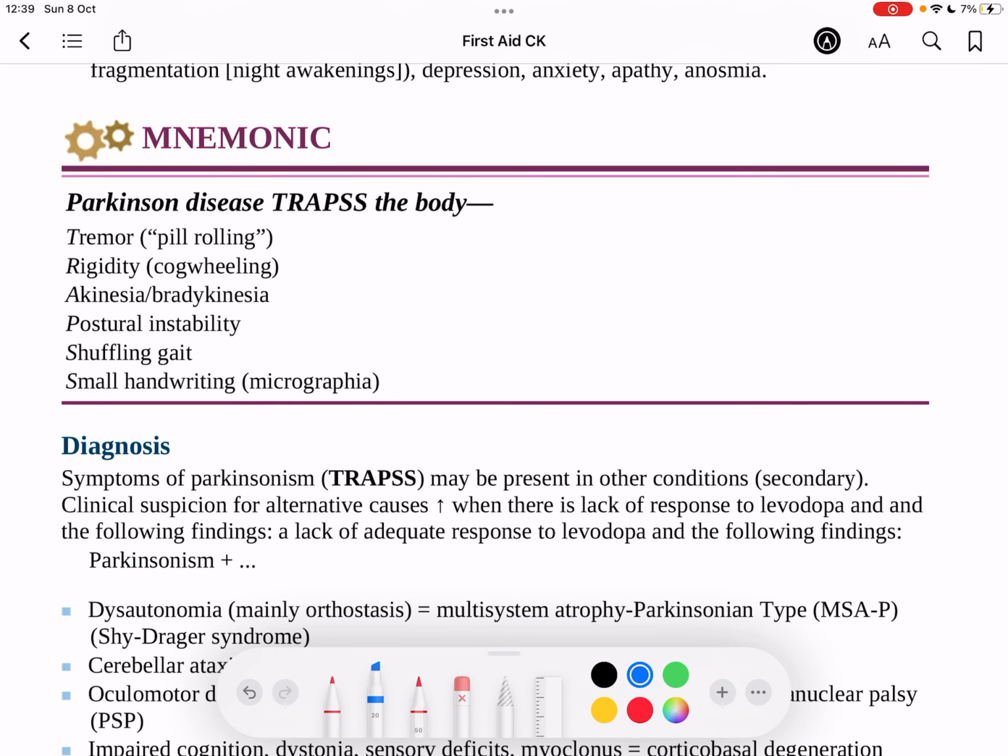And here's the mnemonic that we had just mentioned. So the TRAPS is mainly for the motor symptoms. So we've discussed tremor, pill rolling, cogwheeling, akinesia, postural instability, shuffling gait, and then the small handwriting.